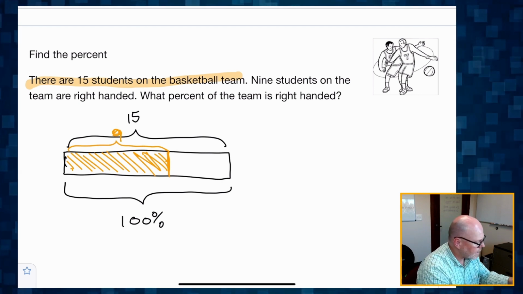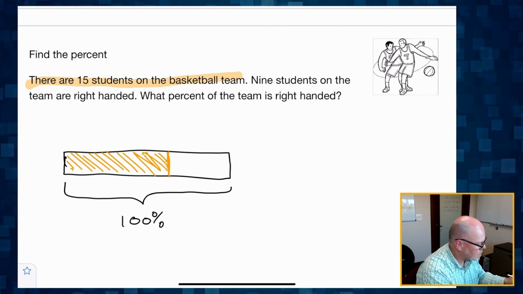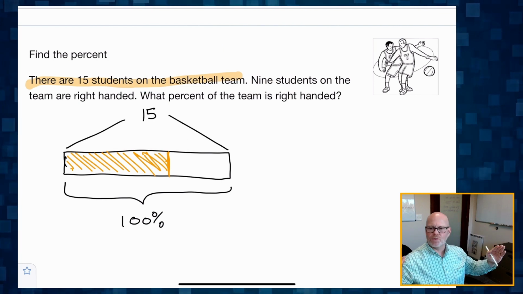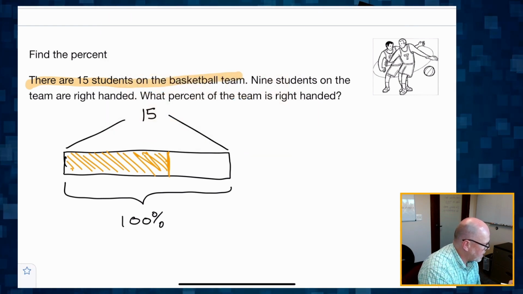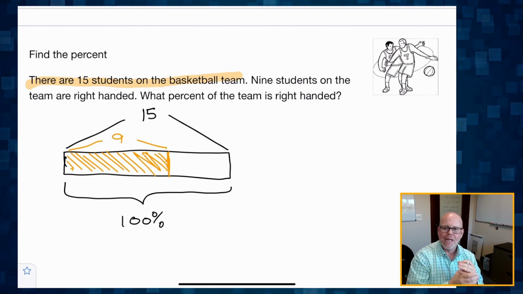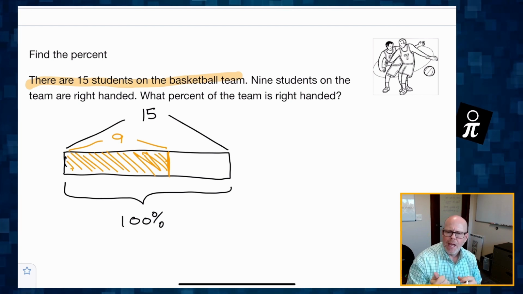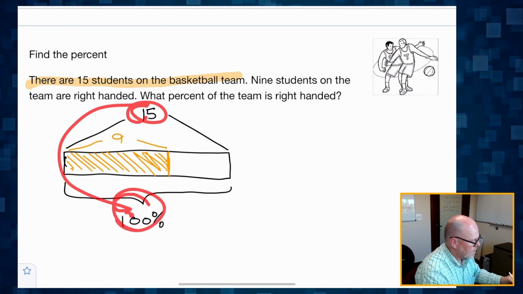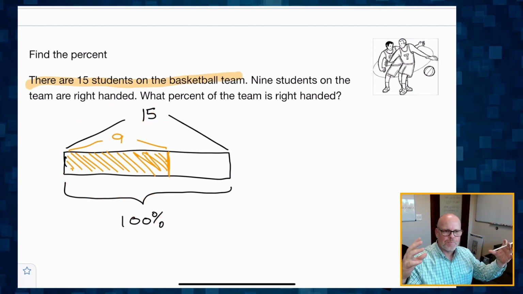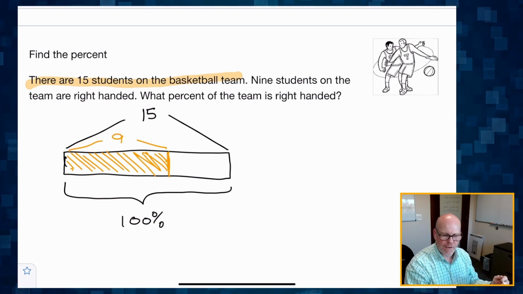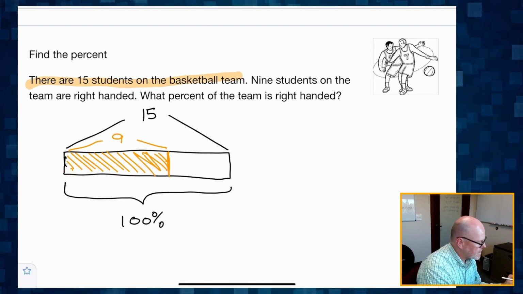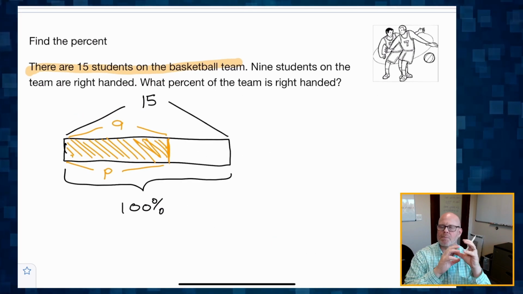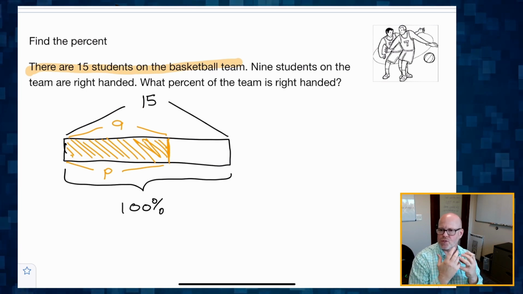I don't like how my drawing is ending up, so I'm going to change the picture just a little bit. So 15 students is the entire thing. And then this little chunk right here represents our 9 students who are right-handed. And then it says what percent of the team is right-handed. So we start to see that 15 and 100 both represent the entire tape. And 9 represents a portion of the tape, but we don't know exactly what percent that is. So I'm going to include that right here, and I'm going to call that P for percent. So there is my pictorial representation to represent this story.